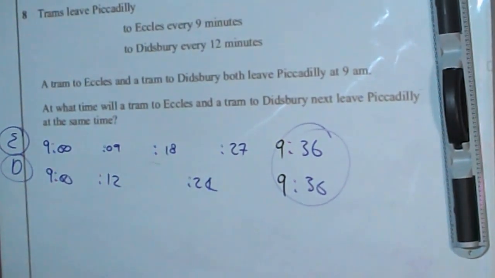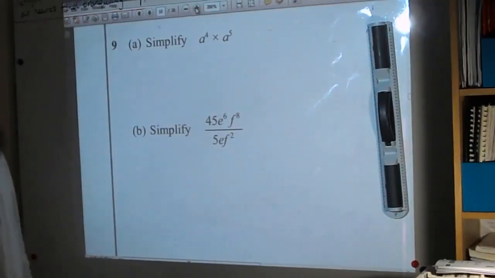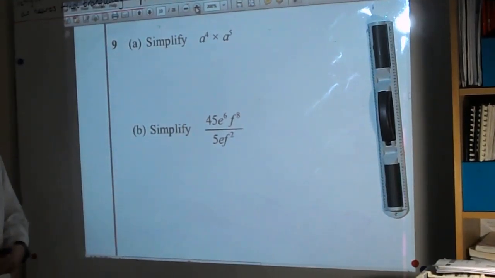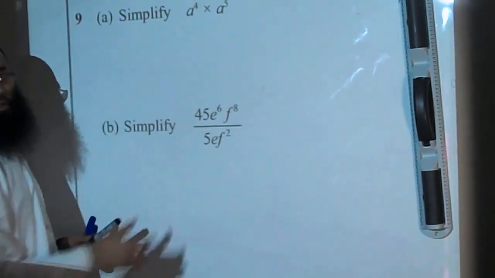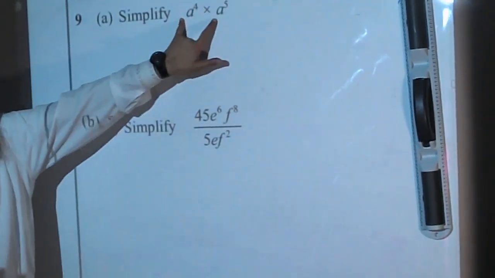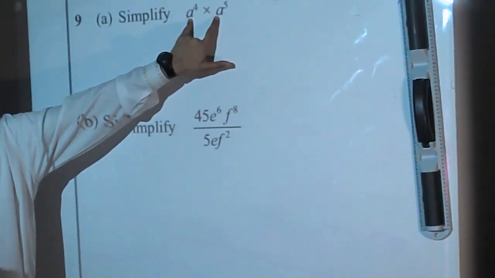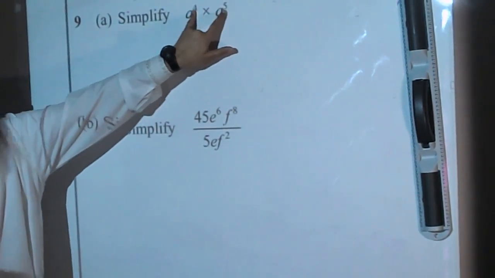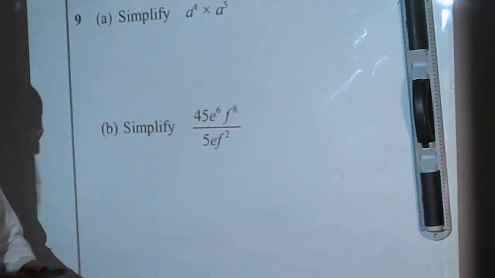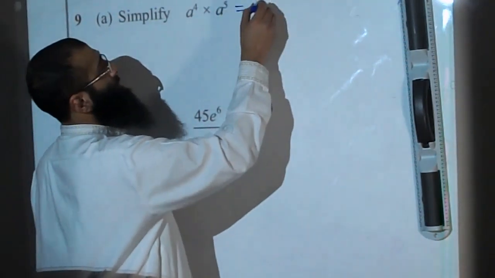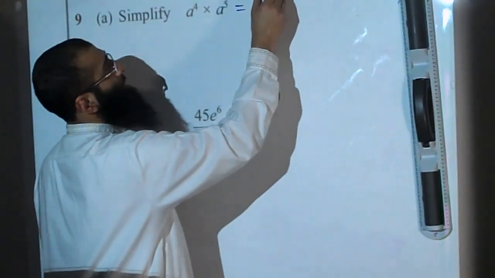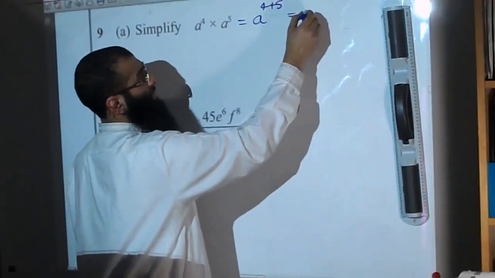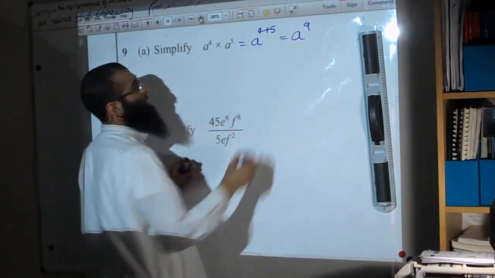Is that it? That's it. Okay, question number 9A, simplify. Let's have Rutaba. Simplify a to the 4 times by a to the 5. You look at the a's, they are both the same, which is good. So if they are the same, then what do we do with indices, Rutaba? We add them. Good. Which gives you a to the power of 9.